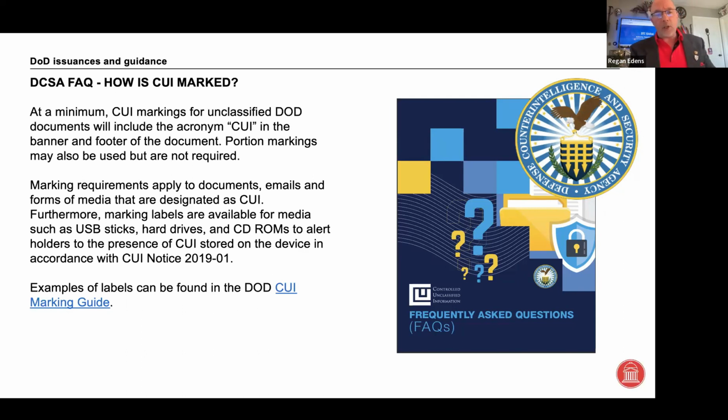This CUI Notice 2019-01 requires you to mark these devices. It doesn't say exactly how you should mark them, but again, the easiest and most practical way is to use the same methodology that the federal government prescribes, and I'll show you that.